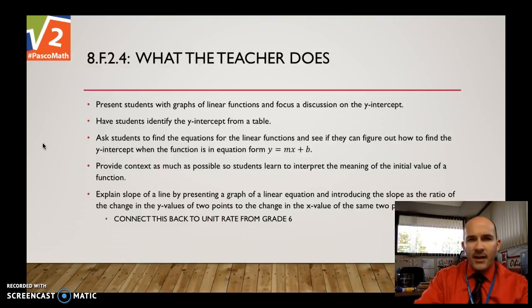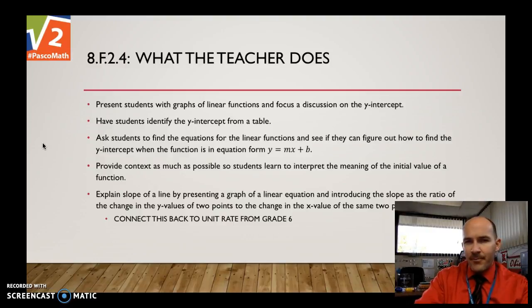Ask students to find the equations for the linear functions and see if they can figure out how to find the y-intercept when the function is in the form y equals mx plus b. We're going to connect back there. We did some learning about deriving the equation y equals mx plus b, so this should be a continuation, if not with that standard. Provide context as much as possible so students learn to interpret the meaning of the initial value of the function through the context.